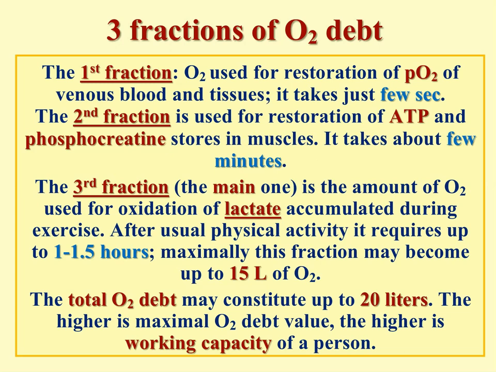So you can see the higher is the maximal value of the oxygen debt, the higher is the working capacity of the person. And the first two fractions mostly can be larger for people who have sports types with short exercises, like running 100 meters or so. And the third fraction can be extremely high for people who perform long-term activity, like a marathon runner or something like this.